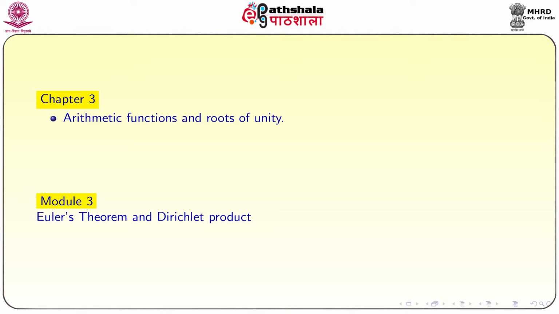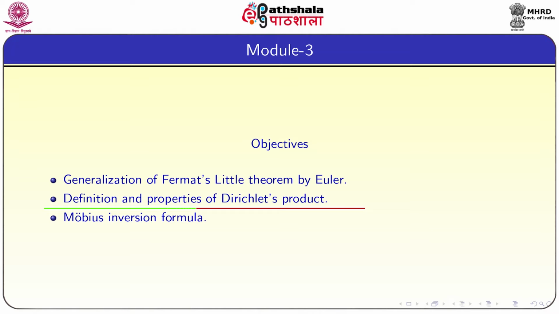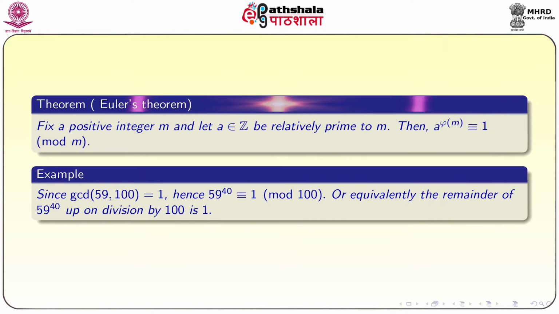In this module, we are going to discuss Euler's theorem and the Dirichlet product. The objectives of this module are the generalization of Fermat's Little theorem by Euler, the definition and properties of Dirichlet's convolution product, and the Mobius inversion formula. So, first we will state what Euler's theorem is.